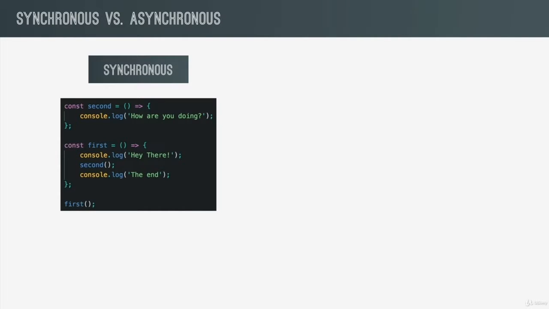So something like this is an example of synchronous JavaScript, where the first function is executed, logs hey there to the console, calls the second function, which then prints how are you doing to the console, and then finally the end is logged to the console. So one instruction after the other in a synchronous way.